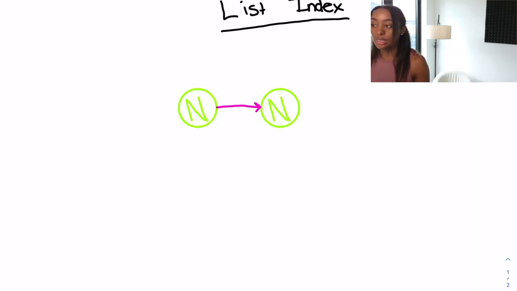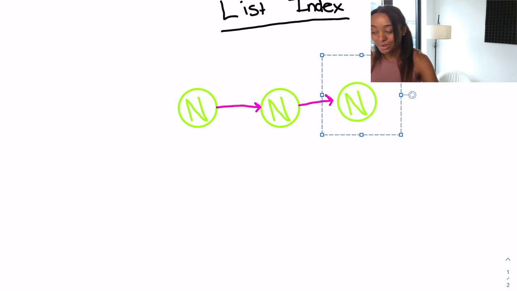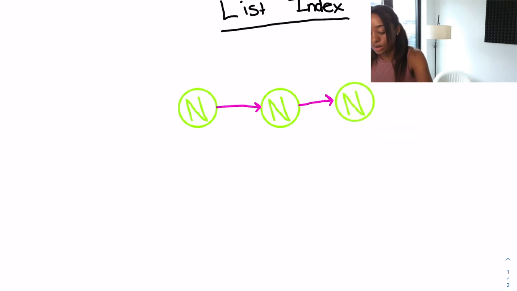Moving on to the list index. What this is doing is taking each node and storing it in a sequential chain. So here you have node 1, 2, and 3. And it's as easy as that.